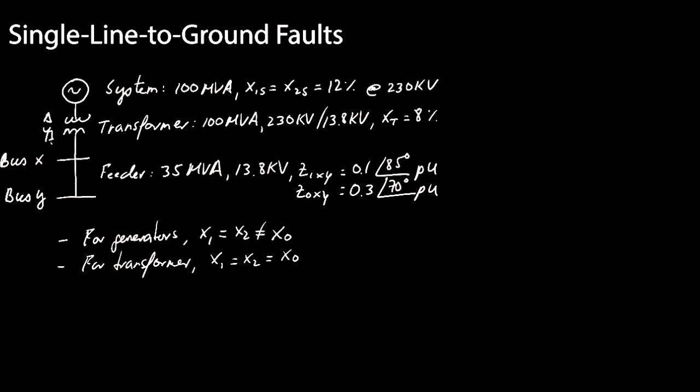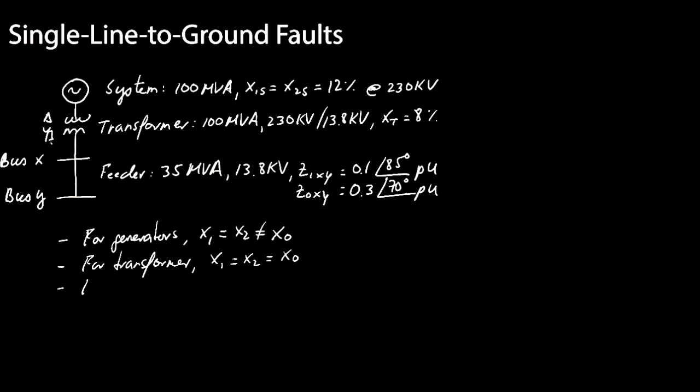Now, the connection of that transformer to the rest of the sequence networks is going to depend on the connection of the transformer. So for example, if we have a delta Y grounded transformer like we do for this example, that's going to affect how we connect the transformer impedance within the sequence networks. Now, the value of the transformer impedance, though, is going to stay the same.